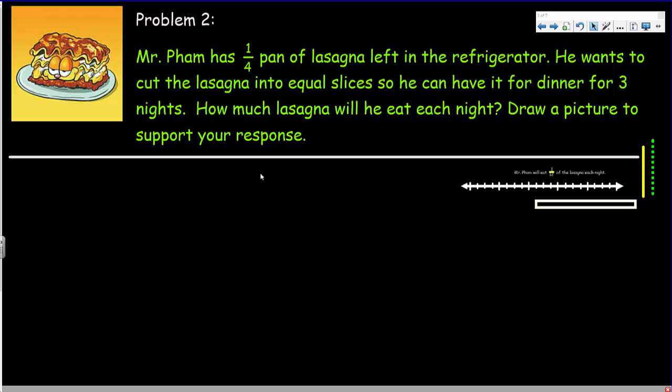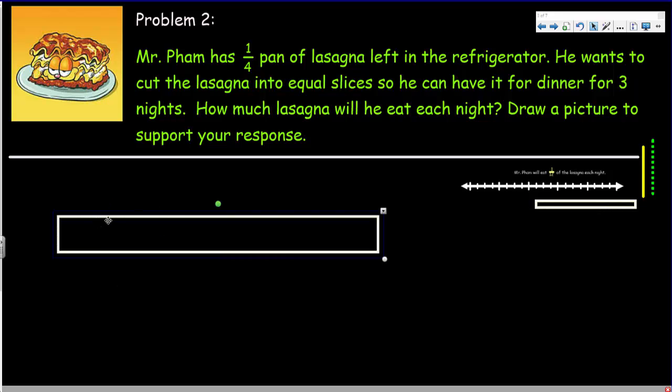So again, I'm understanding how much lasagna there is. That's all there is, 1/4 pan. And then I see that he wants to create those equal groups, so he's spreading it out over 3 nights. That lets me know right away that I can get my dividend. So I'm going to bring my tape diagram out again, and with my tape diagram, I can show my quarter.